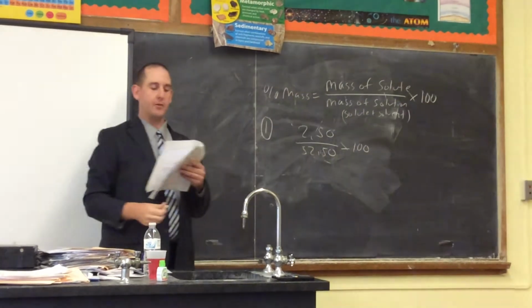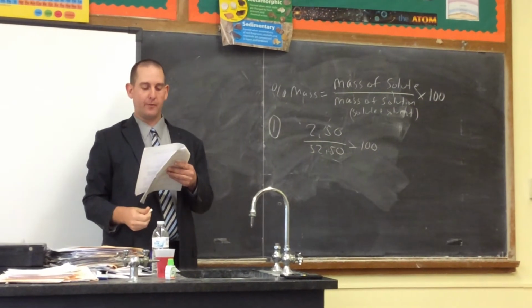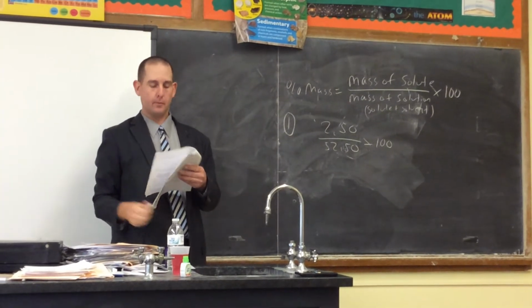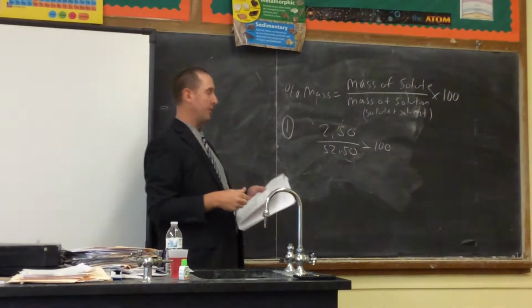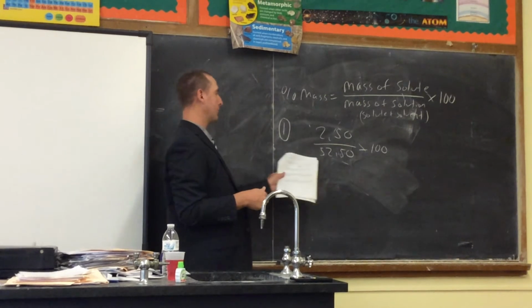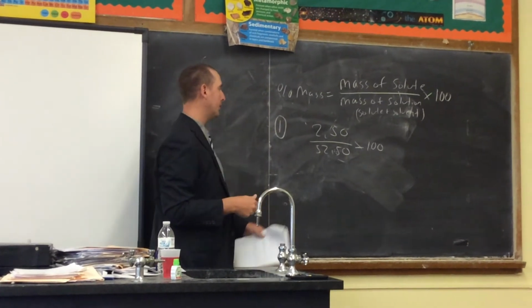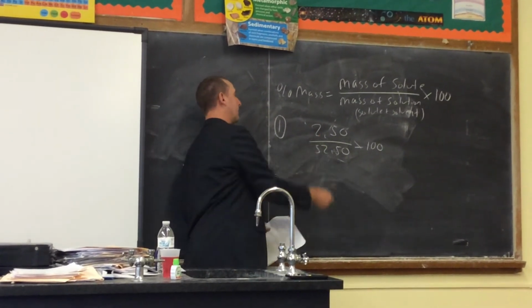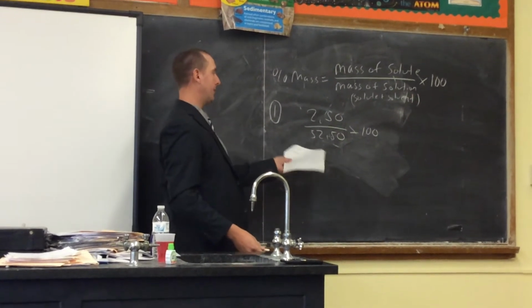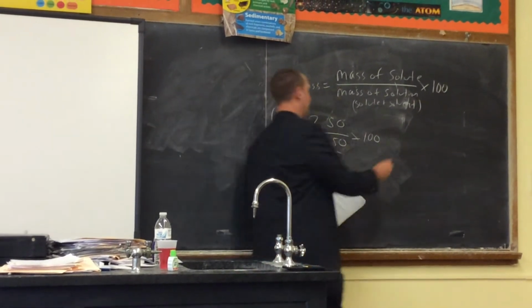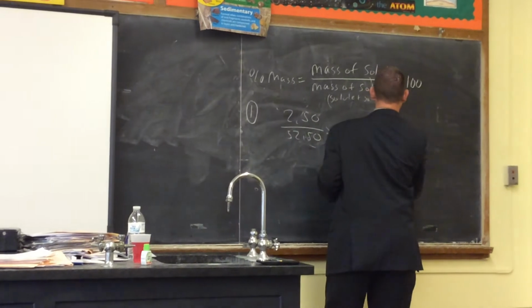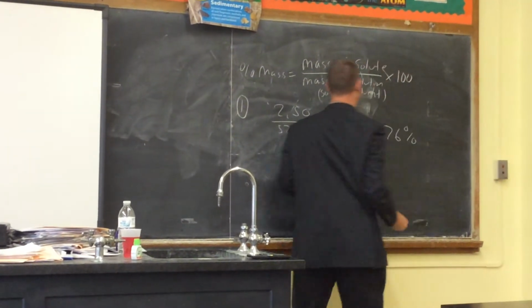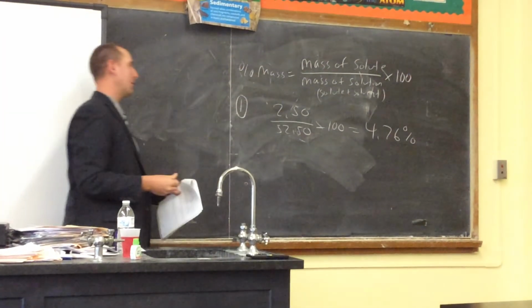Now, if it said 50 grams of solution, then you could put 50 down there. But if it just says 50 grams of water, you can't put that. That's just a solvent. So the solution is solute plus solvent, which is 52.50. So you just do your math, 2.50 divided by 52.50 times 100. You get 4.76%. Okay, so that's number 1.